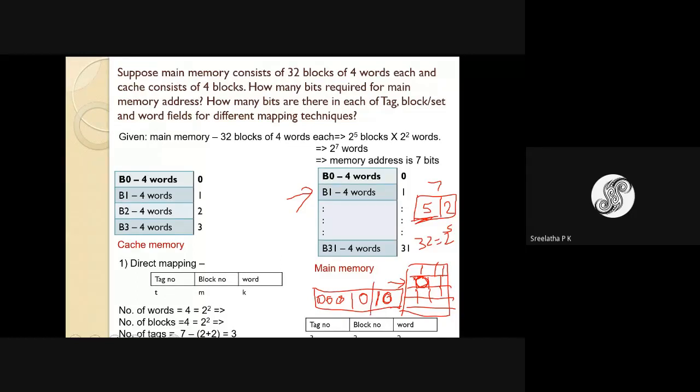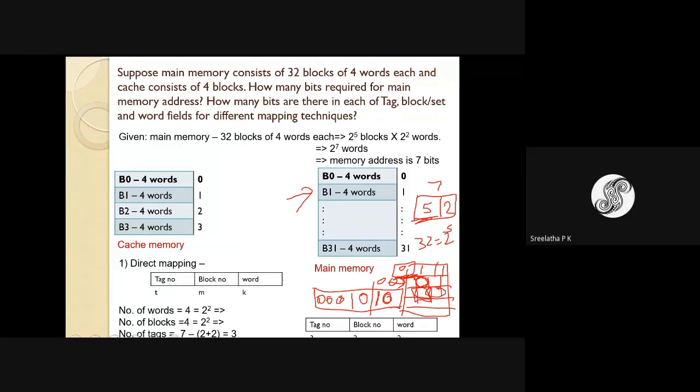2-bit word, and the second block, so once again 0, 1 is this block. Remember, block numbering starts from 0. So 0, 1, 2. The third block is represented by 10 because it starts from 0. So this is block 3.